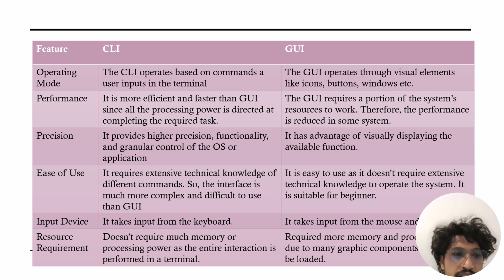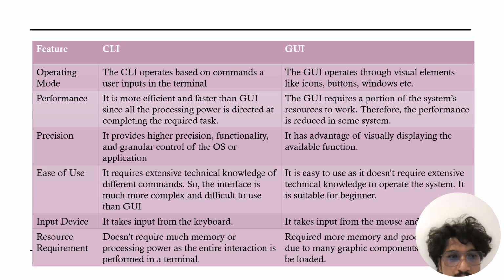Performance. CLI is more efficient and faster than GUI, since all the processing power is directed at completing the required task. The GUI requires a portion of a system's resources to work. Therefore, the performance is reduced in some systems. Precision. CLI provides higher precision, functionality, and granular control of the operating system or applications. GUI has the advantage of visually displaying the available functions.